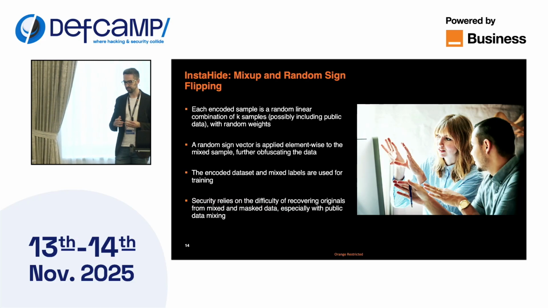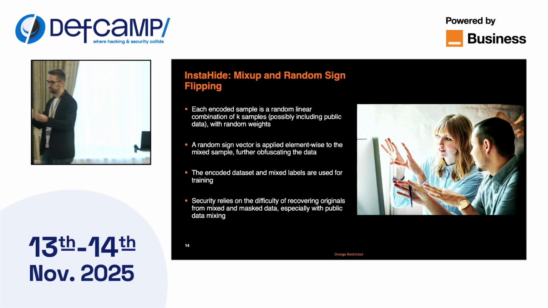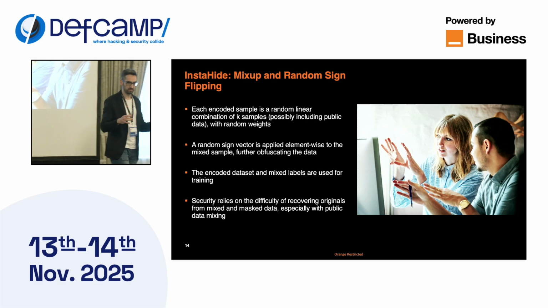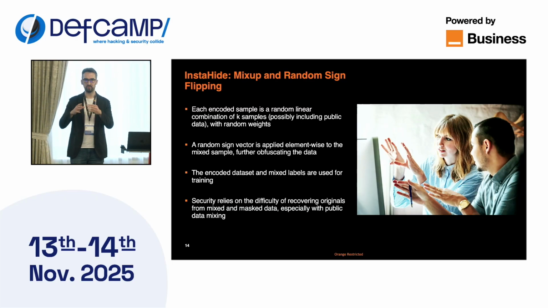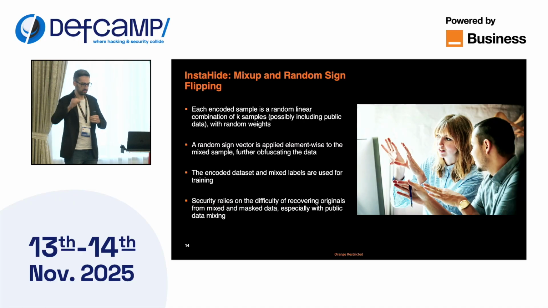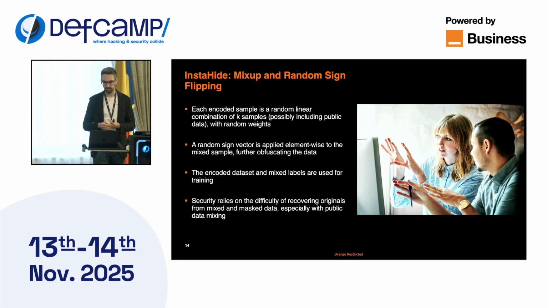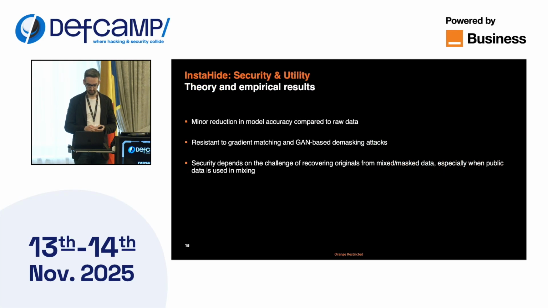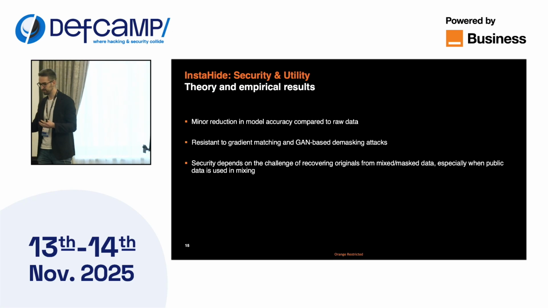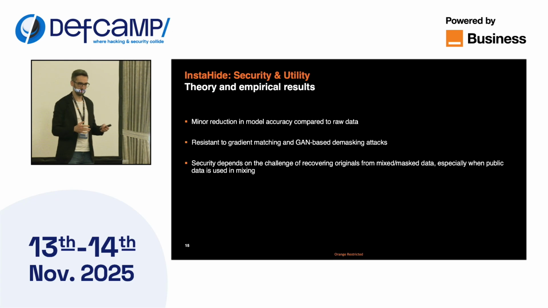And what InstaHide adds to this step is a random sign flip. So I take an image of a cat, I take an image of a dog, I create an image which is 50% dog, 50% cat, and then I randomly flip the sign. And the assumption of InstaHide is that random sign flipping is going to protect the entire mechanism against an attacker, but this is not so. In InstaHide, we also have, and it's again funny, a theorem which proves that InstaHide is secure.